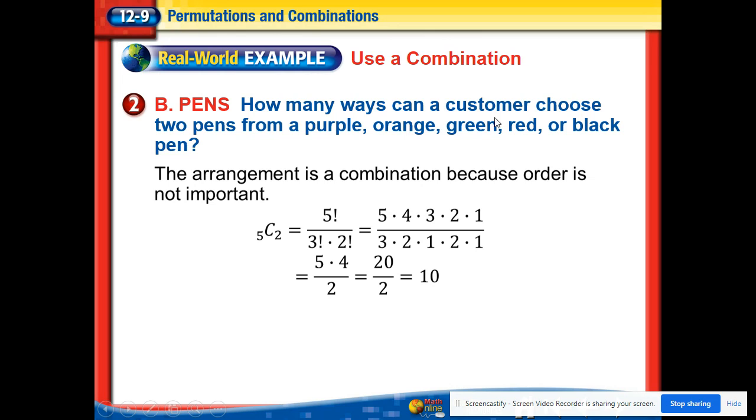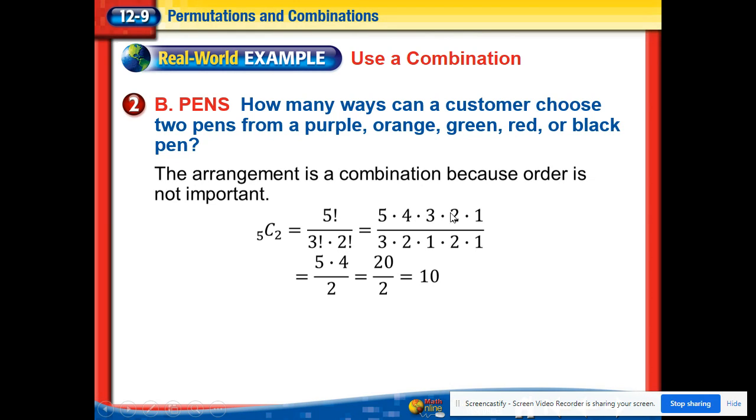How many different ways can a customer choose 2 pens from a purple, an orange, a green, a red, and a black? Well, there's 5 different pens. We want to choose 2 of them. So it's 5 factorial, and then we subtract, so 3 factorial, and then 2 factorial.